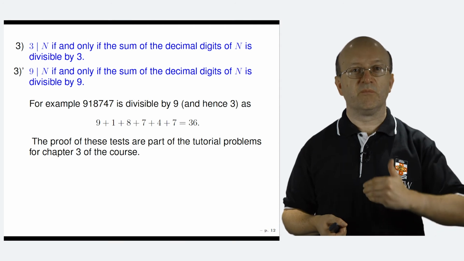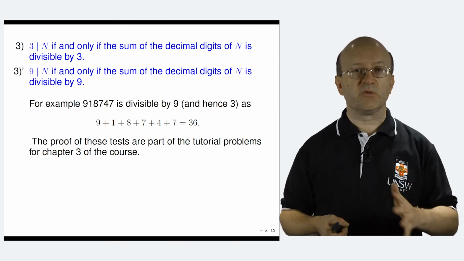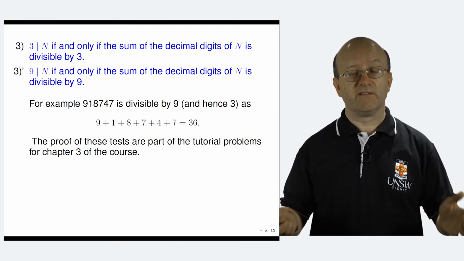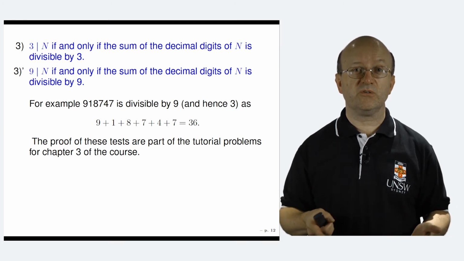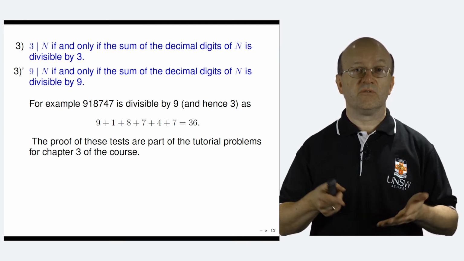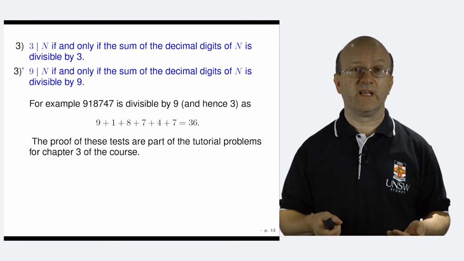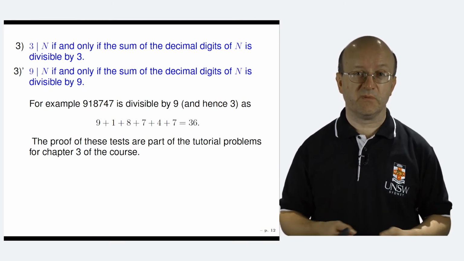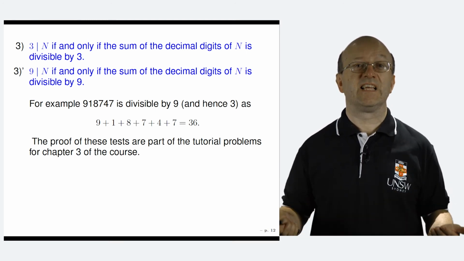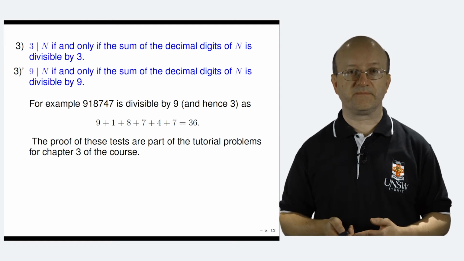So with this number here, 918747, well, 9 is divisible by 9, so throw that away. 1 plus 8 is divisible by 9, throw that away. 7 plus 4 is 11. Well, you then contract that to 1 plus 1, which is 2, and 2 and 7 is 9. So again, that's how you would prove that 918747 is divisible by 9 by the method of casting out 9s, as it's often known.